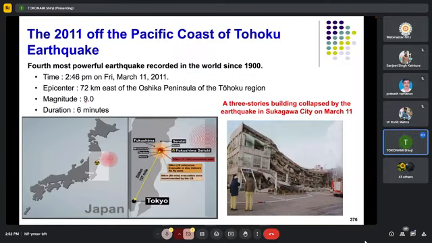The epicenter was 72 kilometers east of the Oshika Peninsula, of the Tohoku region. Magnitude was 9. Duration was 6 minutes. Here's the epicenter. This is the Fukushima nuclear power plant. Tokyo is 220 kilometers from the Fukushima Daiichi nuclear power plant.